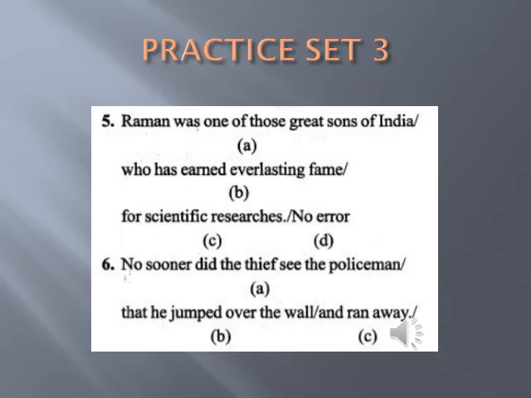Question number 5 on spotting the errors. Raman was one of those great sons of India, A, who has earned everlasting fame, B, for scientific researches, C, no error, D. Question number 6. No sooner did the thief see the policeman, A, that he jumped over the wall, B, and ran away, C, no error, D.